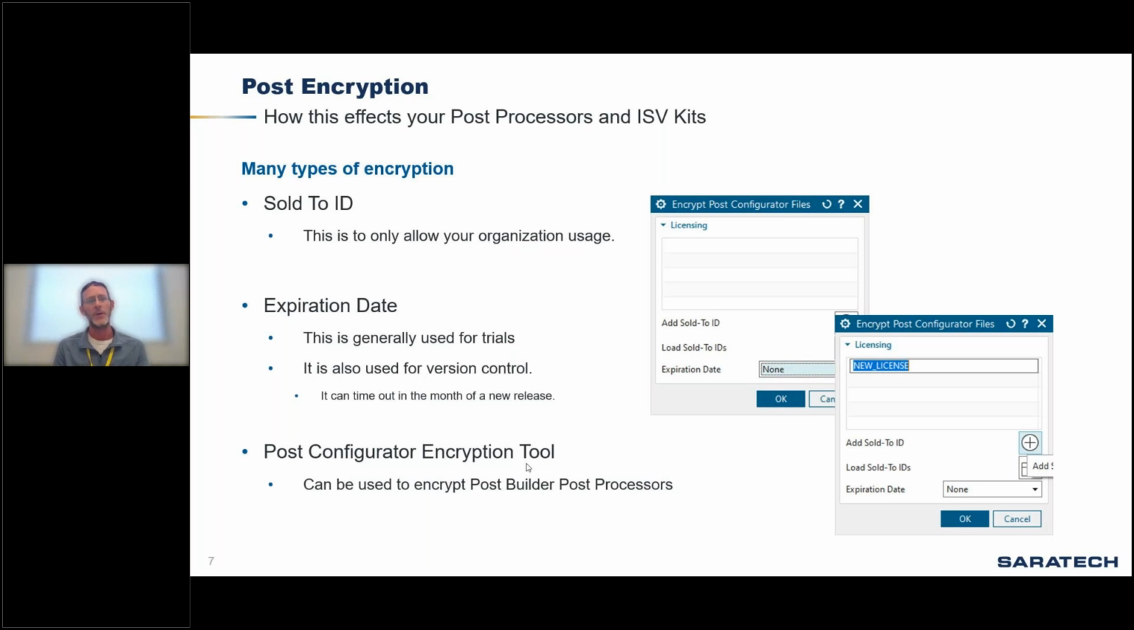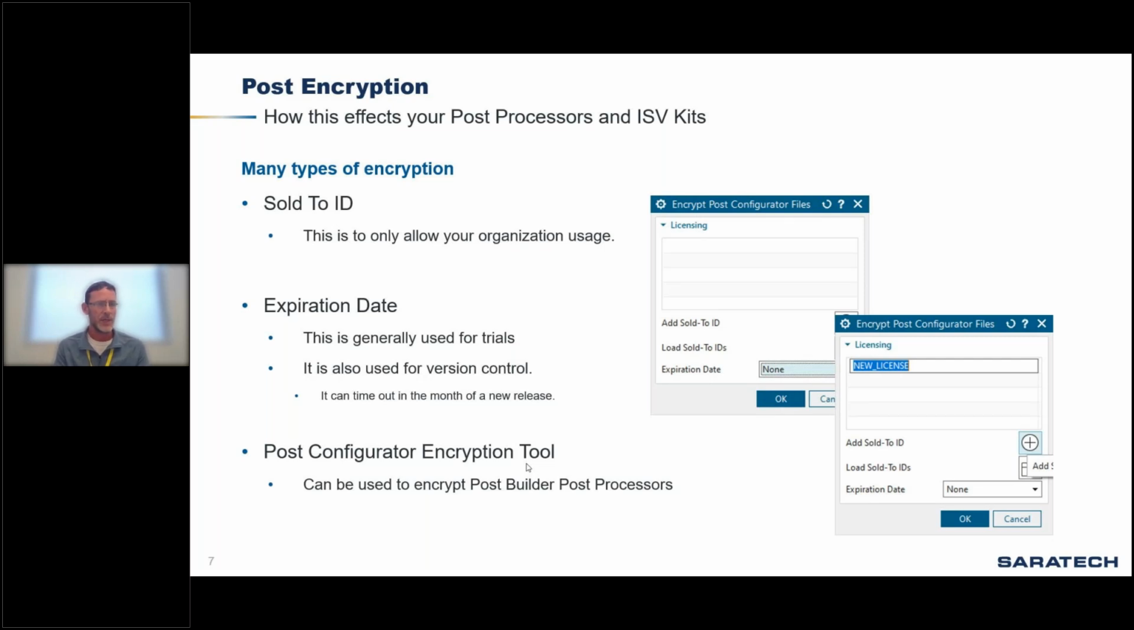So first, let's talk about what types of encryption there are. One of the most common is your sold-to ID. What that allows us to do is lock it to your facility, your company, so that if you have a buddy down the road, you can't just give it to him so that he can use it. We can also do an expiration date.